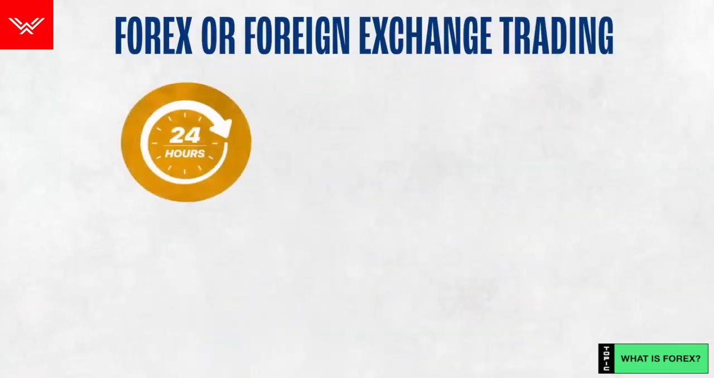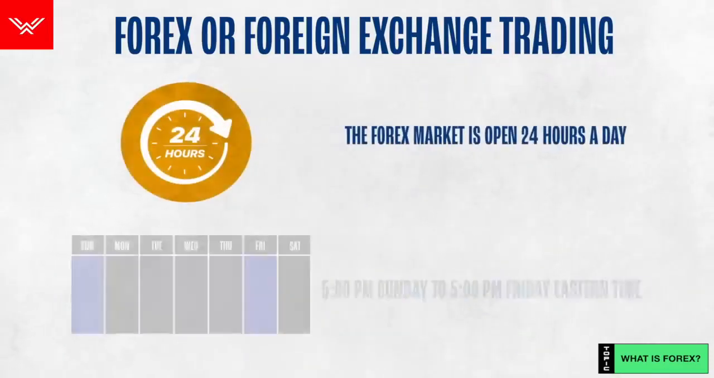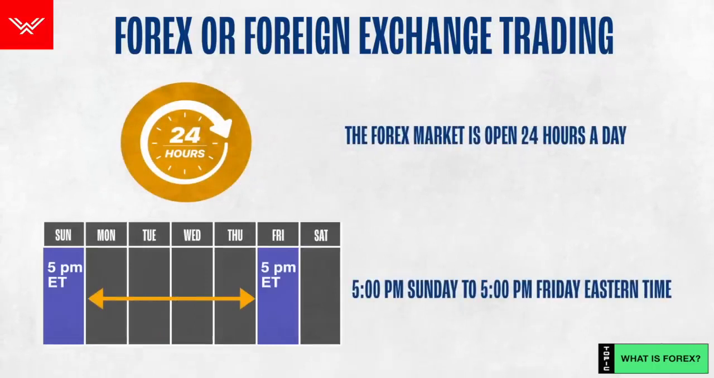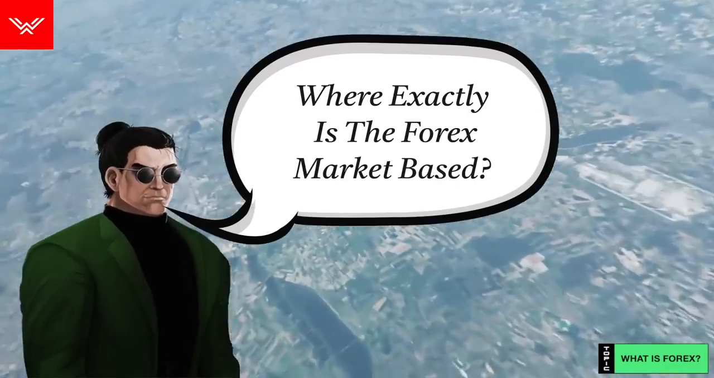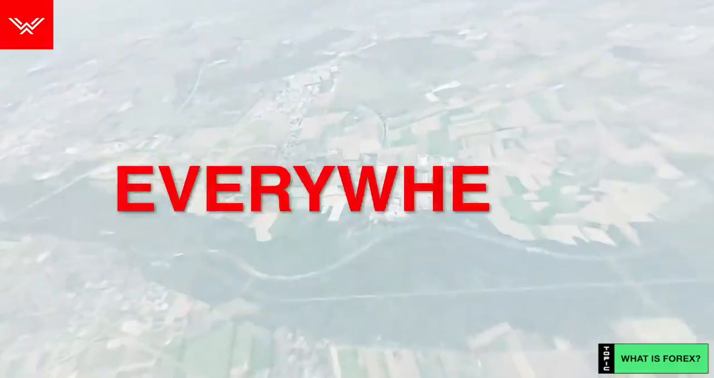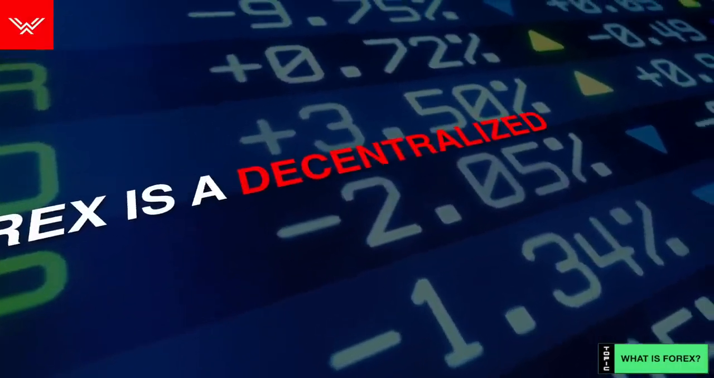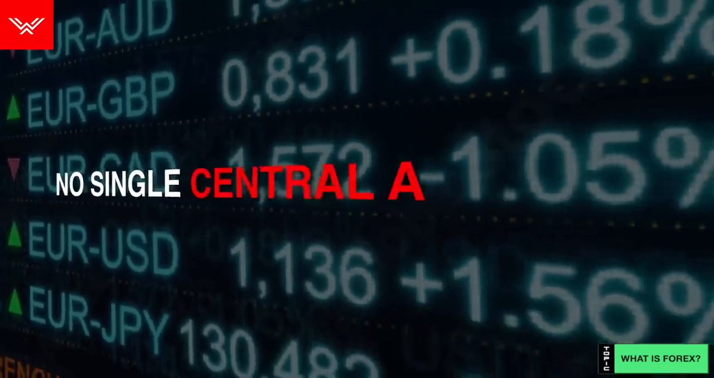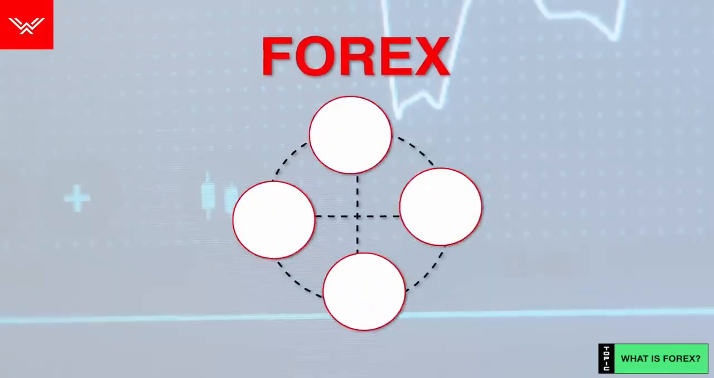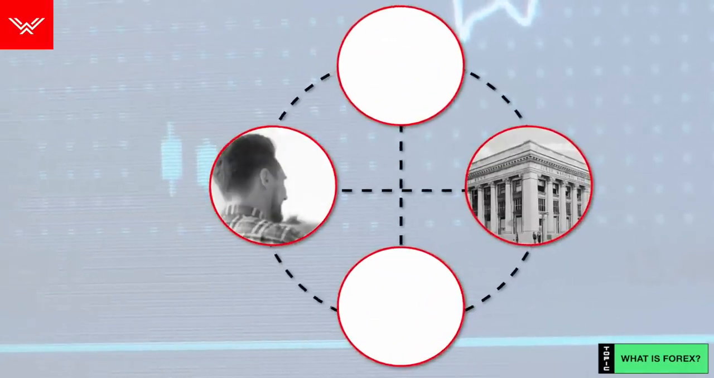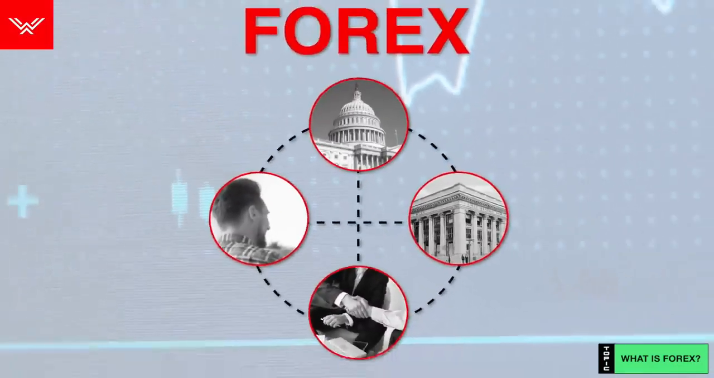Unlike the stock market, the Forex market is open 24 hours a day from 5 p.m. Sunday to 5 p.m. Friday Eastern Time. So you might be wondering, where exactly is the Forex market based? Well, it's actually everywhere. Forex is a decentralized market with no single central authority or exchange that governs it all. Instead, it is made up of a network of banks, brokers, dealers, and even governments who trade currency with each other.